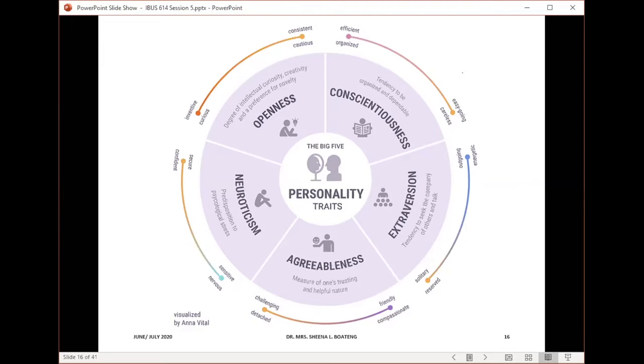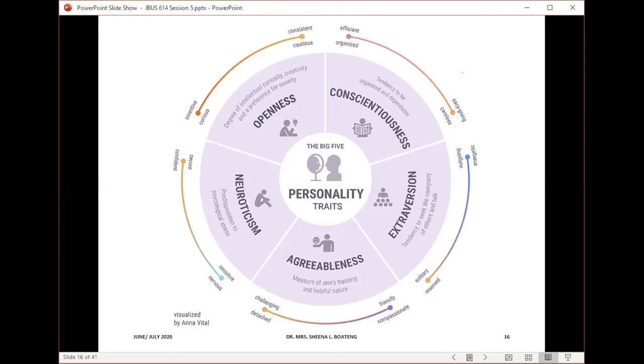And on the lower end of the spectrum, they are challenging and more detached, right? Likewise for neuroticism. On the higher end of neuroticism, they are very sensitive and nervous. But on the lower end, they are secure and confident, right? So these are five main personality traits that can be used to break down consumer characteristics.